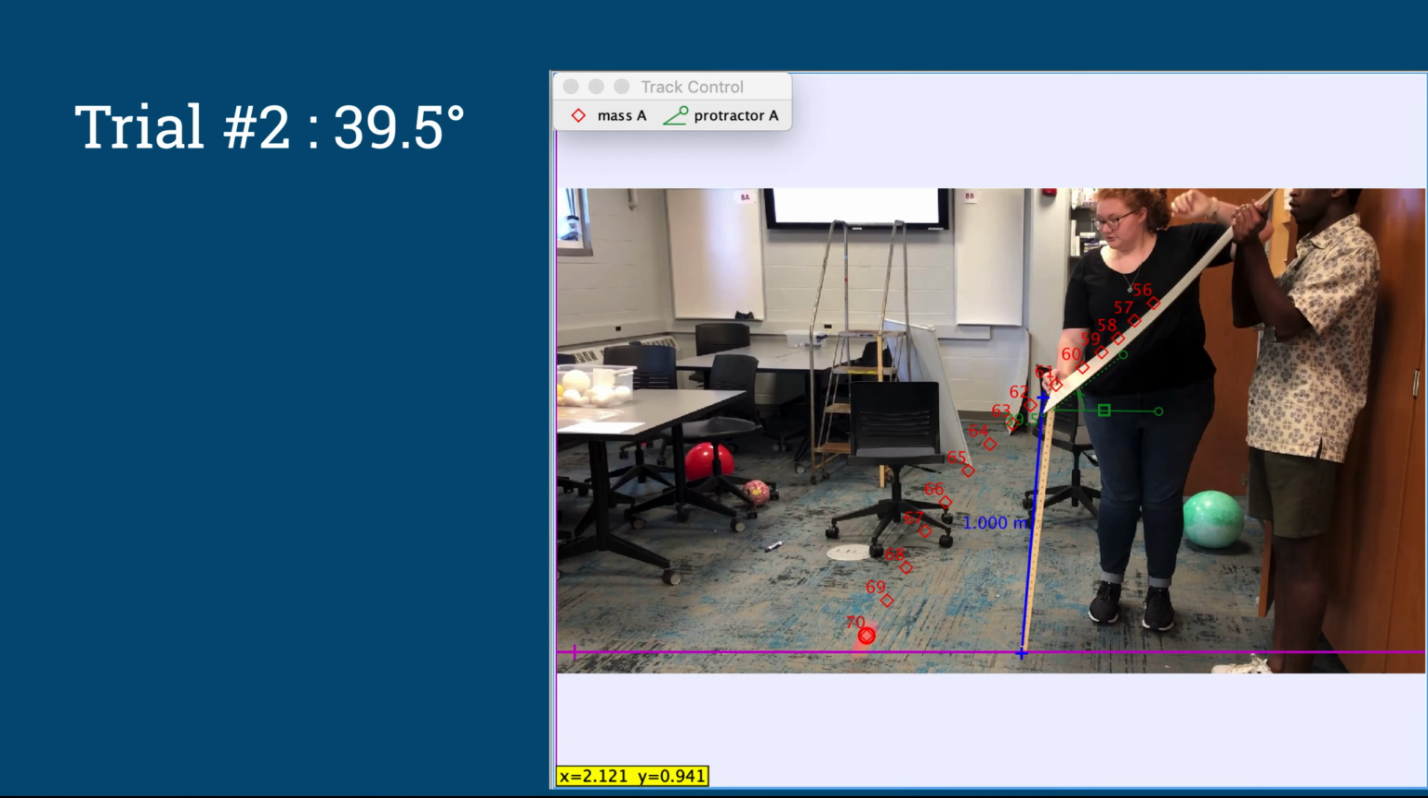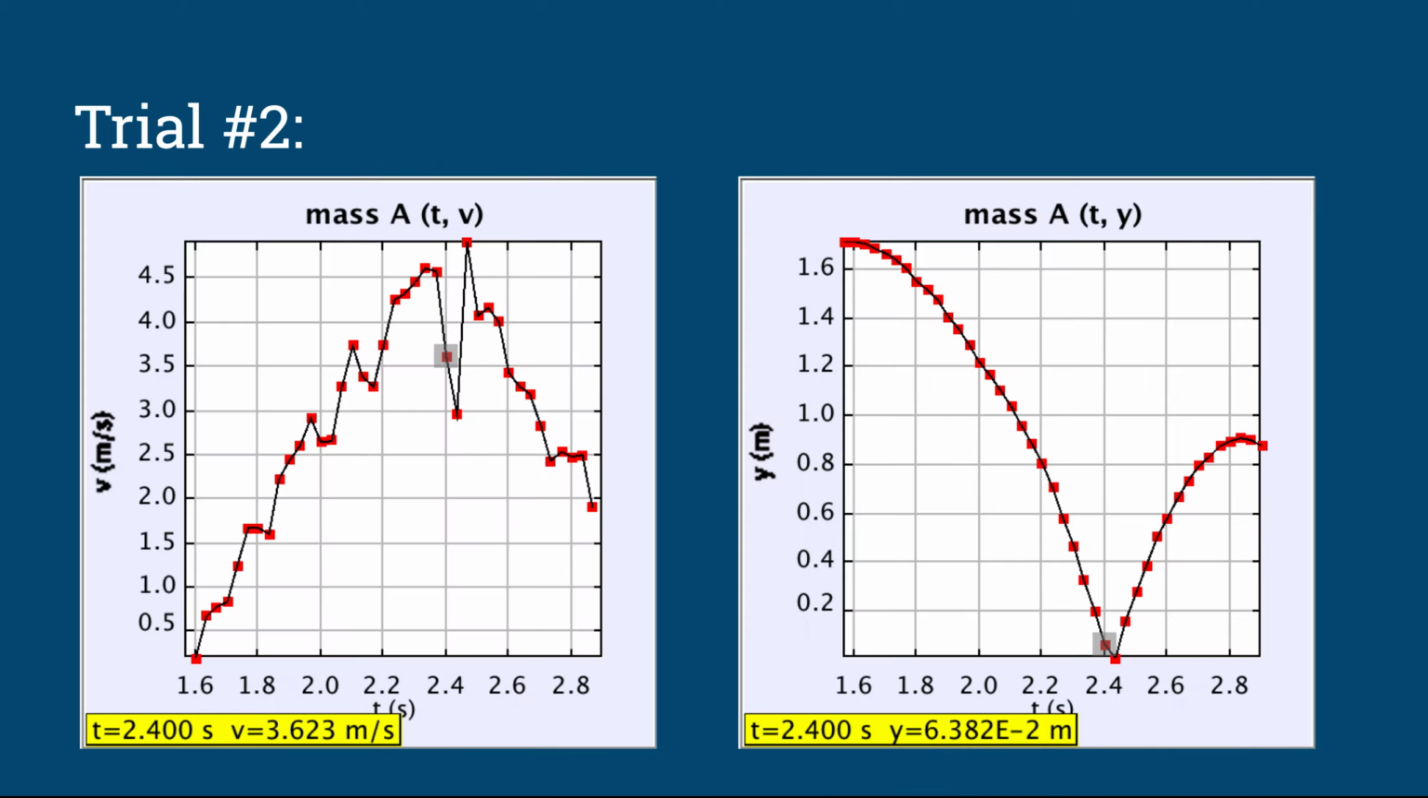So for our second trial, we did this one at 39.5 degrees. As you can see from the screenshot from our tracker video analysis, we determined this angle after the course of the experiment using the protractor tool in the tracker software. So it shows a pretty nice demonstration of how the ball moved in this experiment.